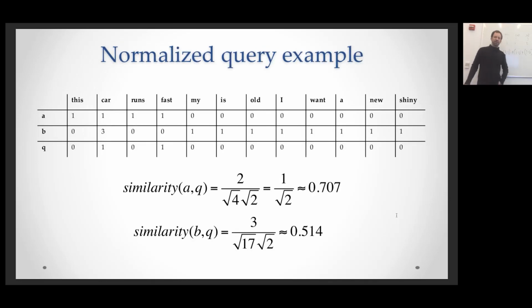And so if we try this again, with all of this normalization going on, now we match the correct query. Right? We've matched A instead of B. So that's basically why we normalize. It just fixes this problem of longer documents for me.